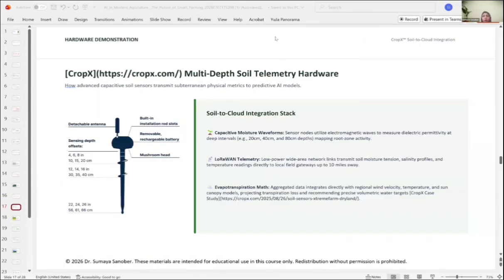So now, if you see over here, although this equation might look different to us, what we are trying to see is how the healthy plant interacts with the light differently than the unhealthy plant. If you see very clearly, the slide shows us a device that is measuring multi-depth of the soil. This is a built-in installation, not salt. This is a removable rechargeable battery. This is a mushroom head. This is a detachable antenna, and this is a sensing depth offset.